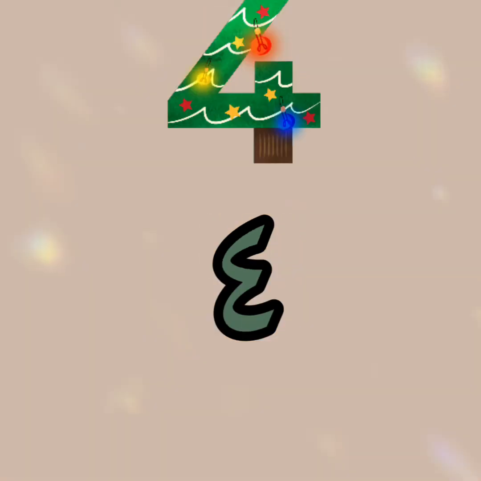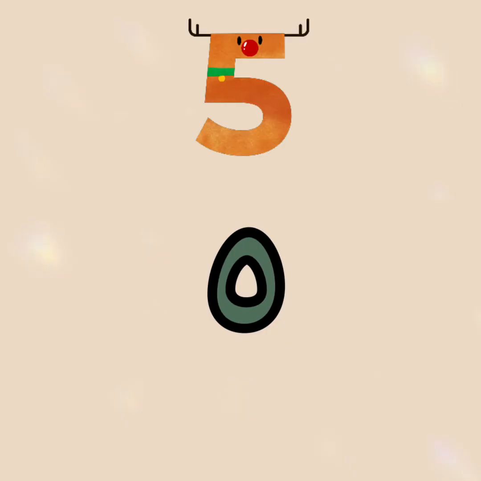ثلاثة. رقم أربعة is a mirrored three. And finally رقم خمسة is not a zero. It is just a circle, but it's not a zero. This is how we write number five. واحد. اثنان. ثلاثة. أربعة. خمسة.